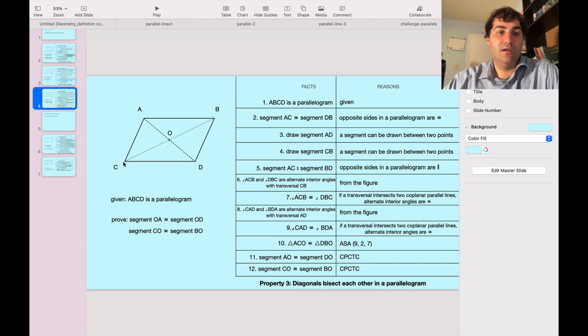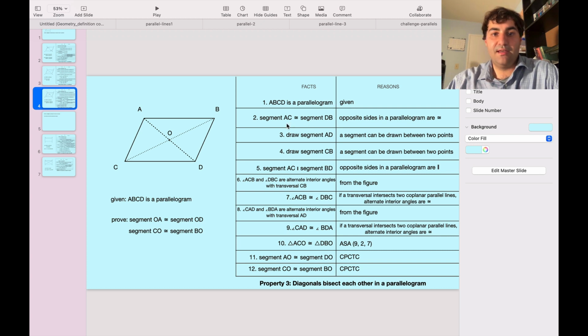Same thing for this diagonal CB, right? A is a consecutive vertex with C, and D is also a consecutive vertex, so B would be the only non-adjacent vertex. So when you draw CB, we get a diagonal for this figure. So okay, I'm going to write down what I know. I know that ABCD is a parallelogram, that's given.